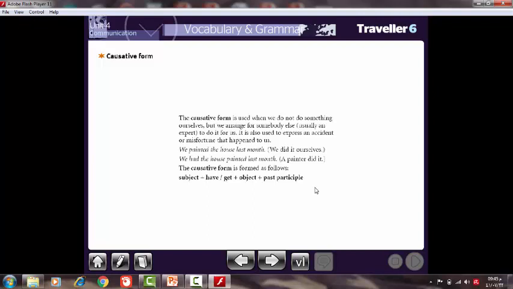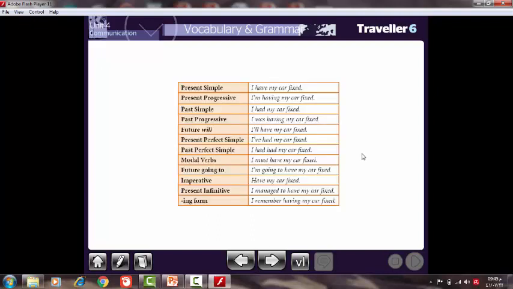The causative form is used when we don't do something ourselves, but we arrange for somebody else, usually an expert, to do it for us. It is also used to express an accident or misfortune that happened to us. We painted the house last night. This means we did it ourselves. We had the house painted last month. This means a painter did it. We didn't do it ourselves. So the rule is: subject, have or get with the conjugation of have or get, plus object, plus past participle. Now we will see the causative sentences in different tenses.